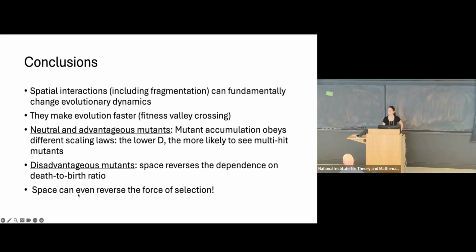And finally, in this last part, I showed you that space can even reverse the force of selection, making advantageous mutants into disadvantageous and the other way around.